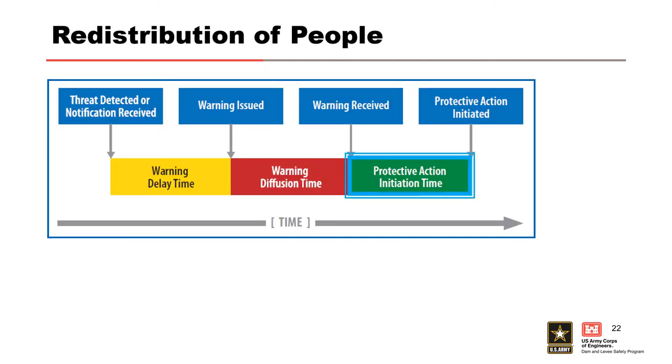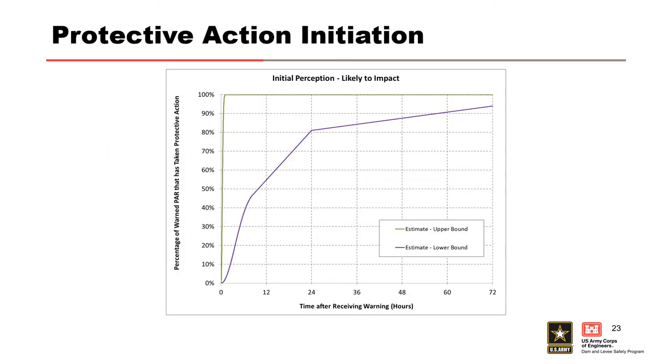Last one is protective action initiation. This is all about the message content and style. And again, you have these ranges of best case scenario, worst case scenario, and a lot of stuff in between.